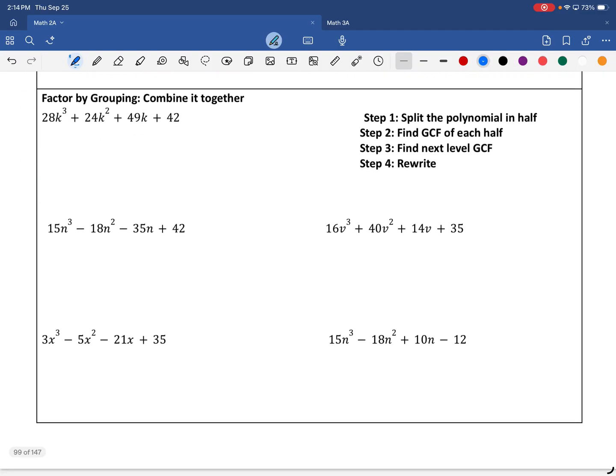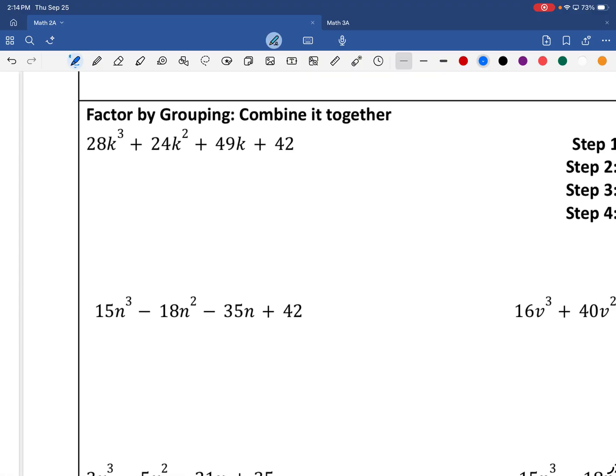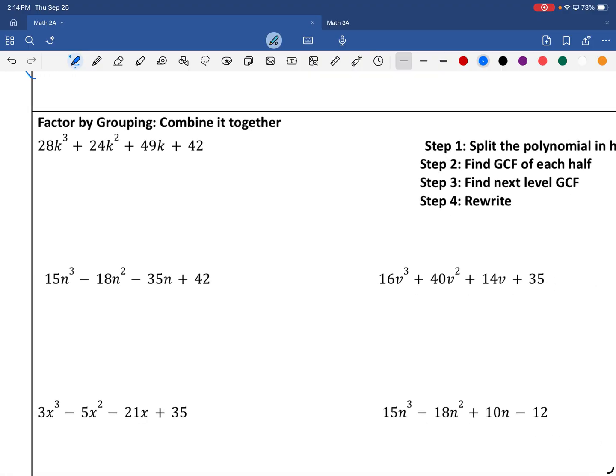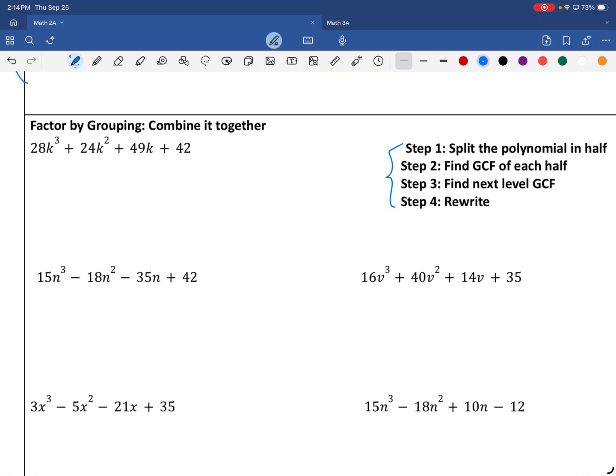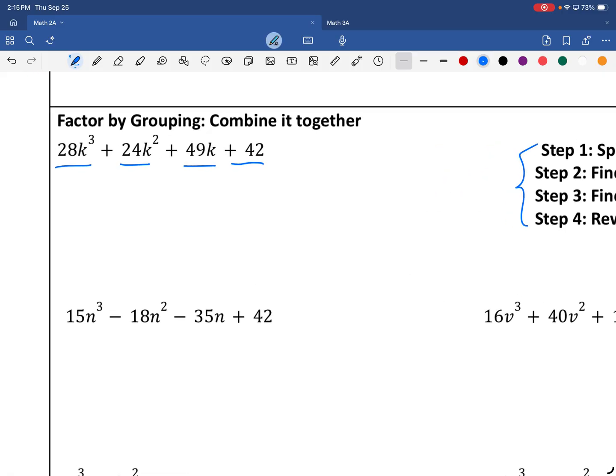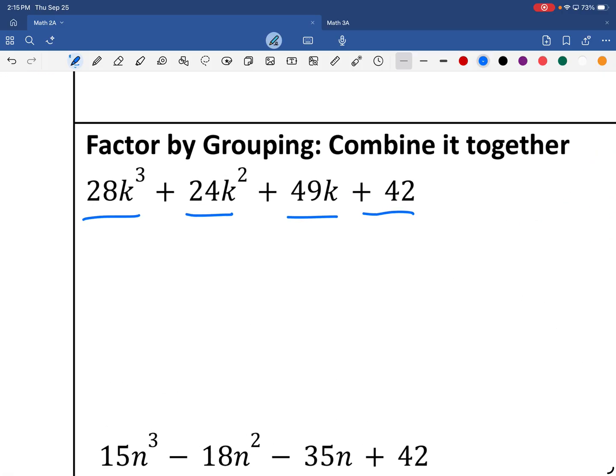So it's great. Okay, so grouping is the other section that we're going to do today. And there are steps over here that you can follow. But when we factor by grouping, we want to do this method when we have 4 terms. So we have 1, 2, 3, 4 terms. That's what's going to tell us that we like this method.